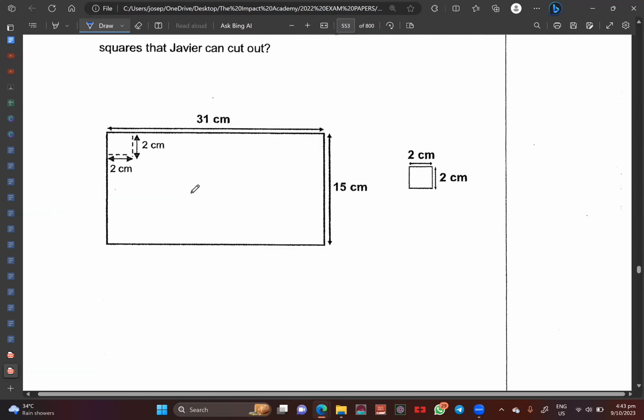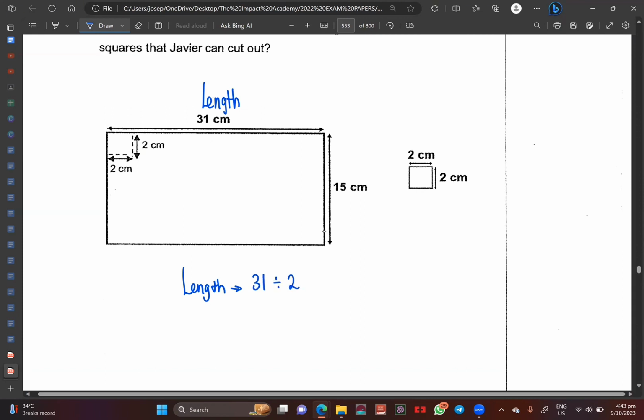I like to ask myself first, how many squares can I cut out on the length? What is the length? The length is 31, right? So how many 2 cm can I have on the length? Agree so far? How many 2 cm can I have on the length? Because 31, what I can do is just 31 divided by 2. Am I making sense here?